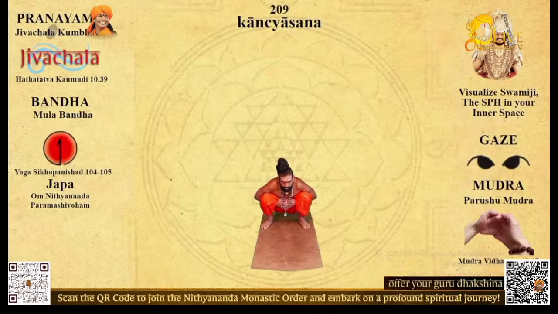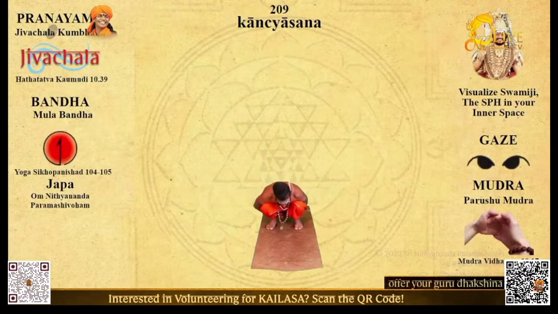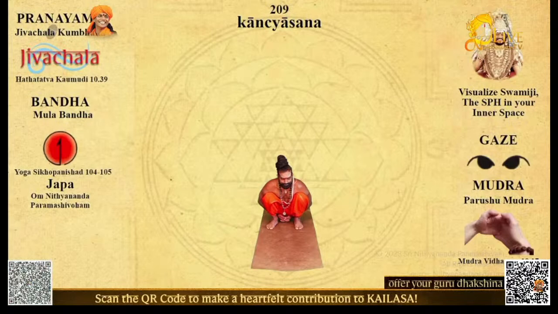The next asana is Kanchi Asana. Now, insert your hands between the thighs and calves and wrap them around behind your butt, interlocking the fingers behind in Pasha Mudra. Keep your chest straight as you visualize Swamiji in your inner space.